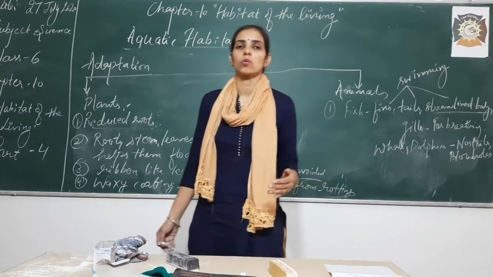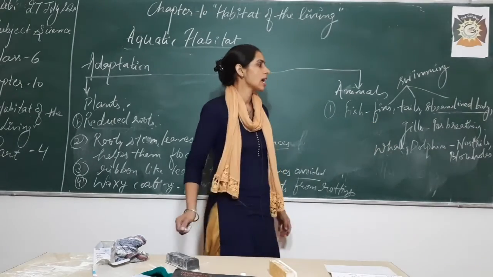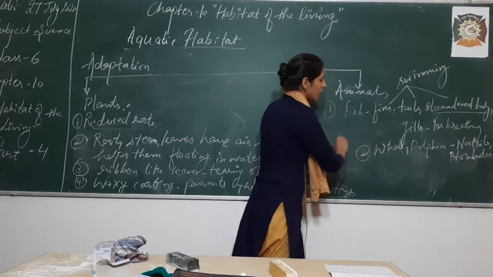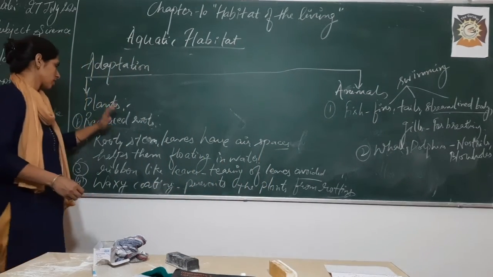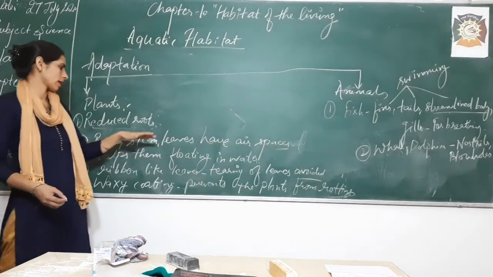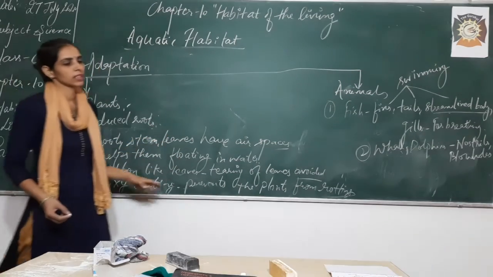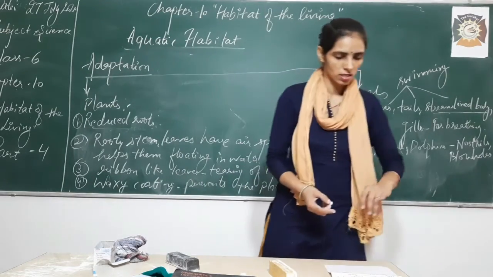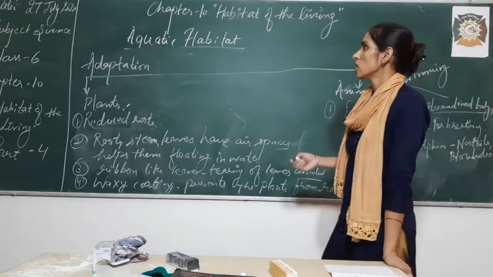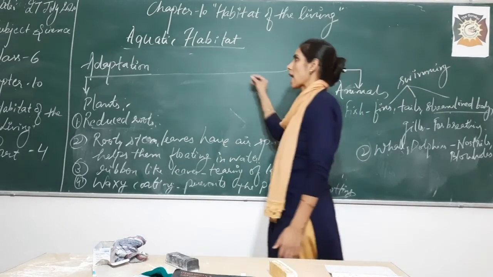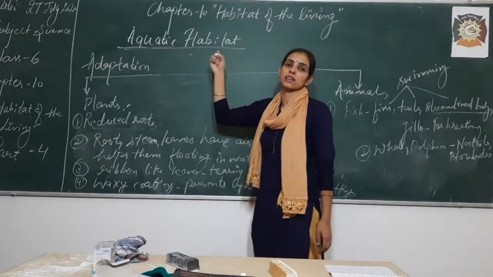So this is how the adaptations of fish, whales and dolphins help them to survive under water. And in the case of plants, there are adaptations like reduced roots, air spaces, ribbon-like leaves and the waxy coating. These are the features that help them to survive under water, right? So here our aquatic habitat topic is complete. With this, our chapter gets complete.